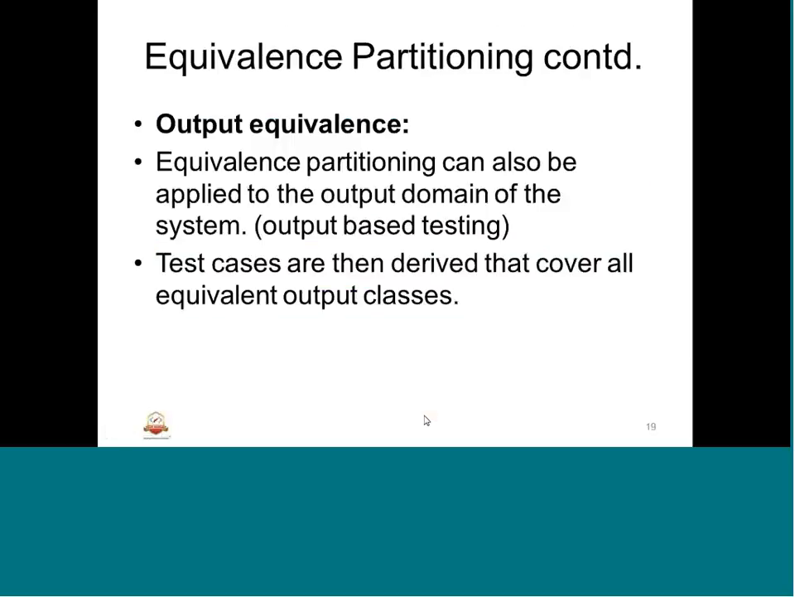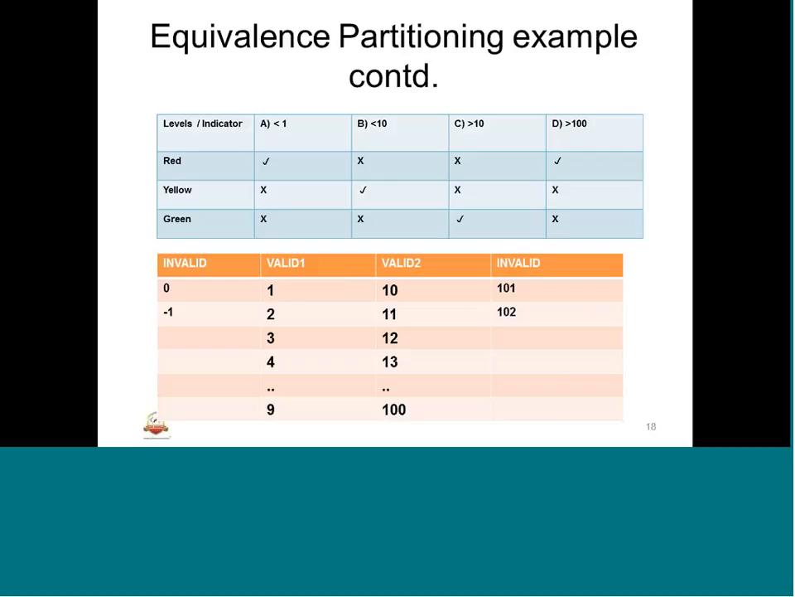So as I said, output equivalence also can be done. This equivalence partitioning can be done with the help of the output domain, that means output based partitioning, where outputs can vary for different inputs and single inputs also. There is output based testing which we need to consider for equivalence partition. Test cases are then derived to cover all equivalence output classes, that means we derive all the test cases which will take care of the output classes also. Similarly, like the truth table we have for input, we will define one for the output also.